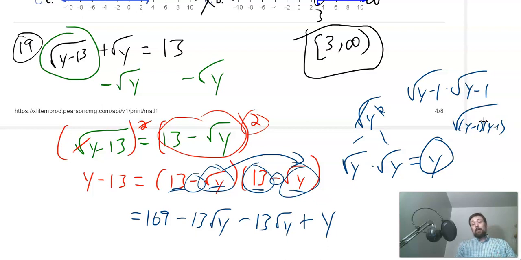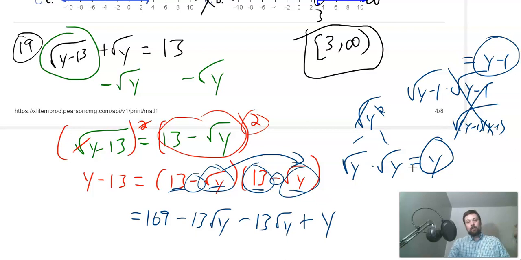It's not going to simplify the way it's supposed to, and you're not going to be able to solve the equation. What you want to know is the shortcut here, which is a square root multiplied to itself just equals whatever's inside the square root. That's going to keep you on the right path and help you solve the equation.